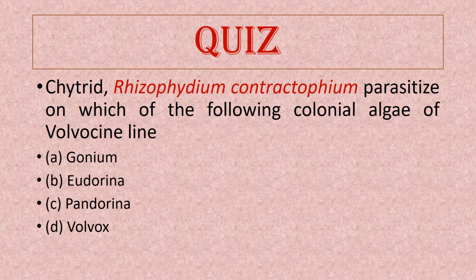Now, Chlamydomonas is a parent, an ancestor group of many lines, one of which is the Volvocine line. So you have to answer it. If you know the answer, write it in the comment section, or I will be discussing it at the end of the video.